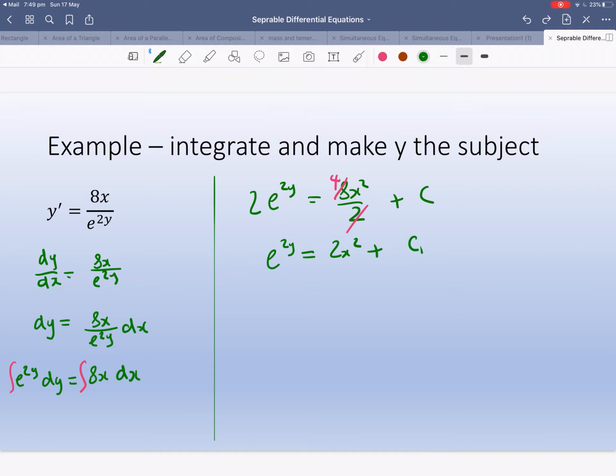Okay, now the question is to make y the subject. So I'm going to log both sides. So I'm going to get 2y equals log of 2x squared plus c1. And then my final answer will be therefore y equals log of 2x squared plus c1, all over 2. And I've made y the subject. Hopefully that makes sense. Peace out.